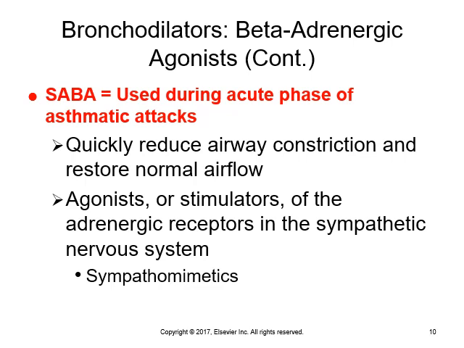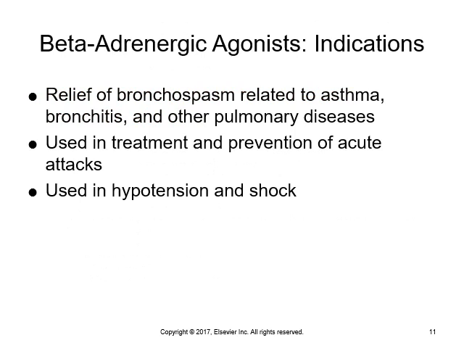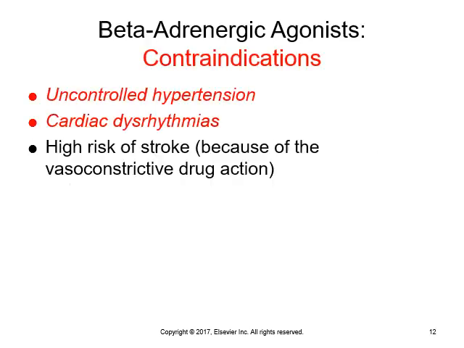Agonists, or stimulators, of the adrenergic receptors in the sympathetic nervous system. Beta-adrenergic agonist indications: relief of the bronchospasm related to asthma, bronchitis, or other pulmonary diseases. It's used in treatment and prevention of acute attacks. It's used in hypotension and shock. Contraindicated for uncontrolled hypertension, cardiac dysrhythmias, and a high risk of stroke because of the vasoconstrictive drug action.